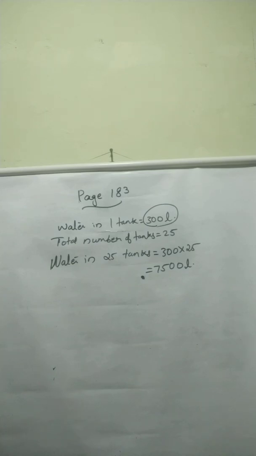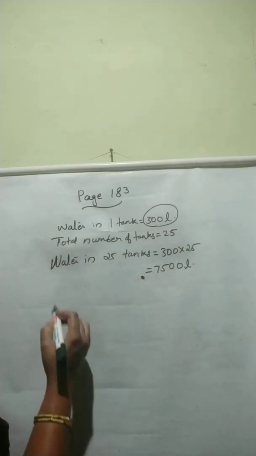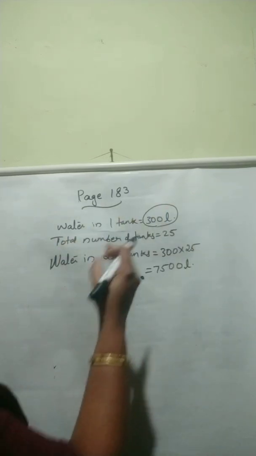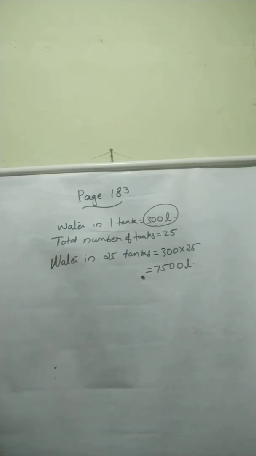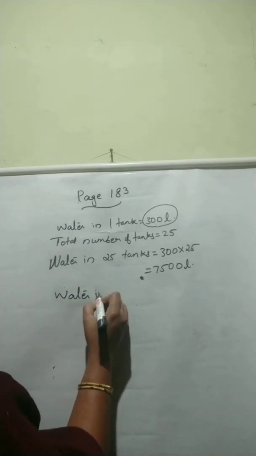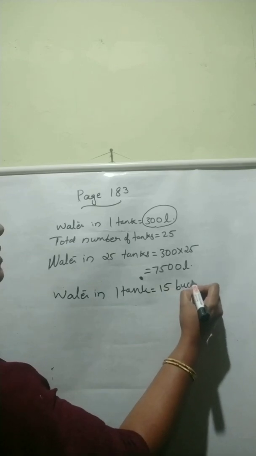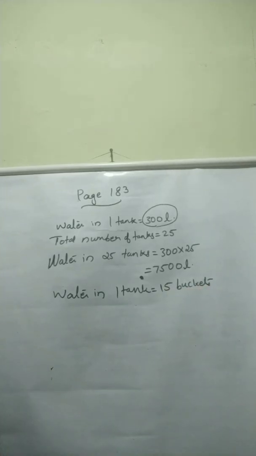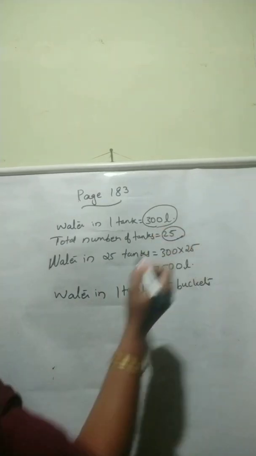Next part of this question: water in 1 tank, how many buckets? For 1 tank, if we are pouring this water using a bucket, we need 15 buckets of water. So we can write that water in 1 tank will be 15 buckets. So next is water in 25 tanks. Total 25 tanks are there.